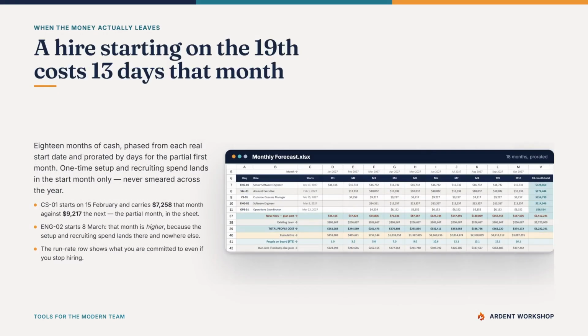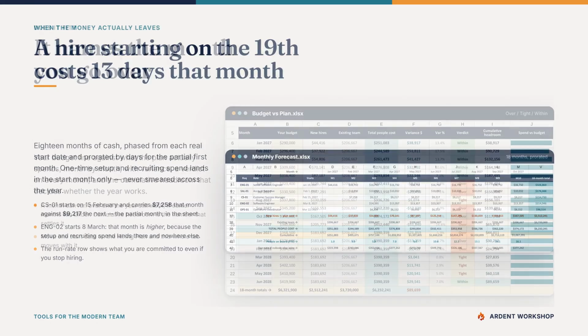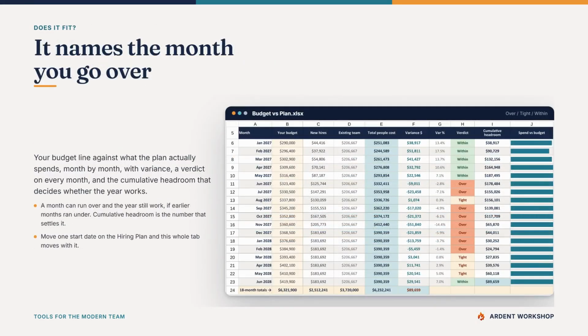The monthly forecast prorates to the day. A hire who starts on the 19th carries 13 days of that month, not a whole one and not nothing. One-time setup costs and recruiting fees land in the start month only, which is where they actually hit your bank account. The budget comparison puts your plan next to the money you actually have and names the first month you go over and by how much. That is the number you want before you sign an offer letter, not after.